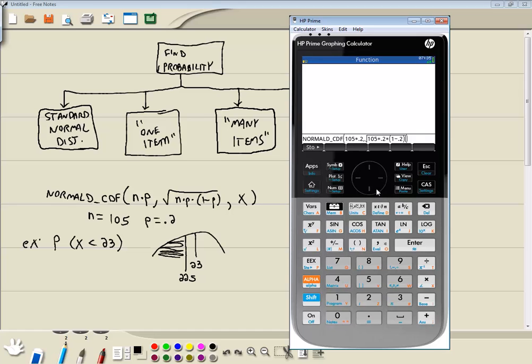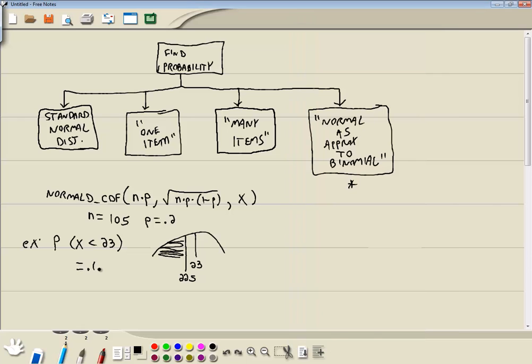And now we're ready for our last parameter. So comma. And then we want our corrected x, which is the 22.5. And then I'll press enter. And I'll round it to 4 decimal places. 0.6428. So 0.6428.